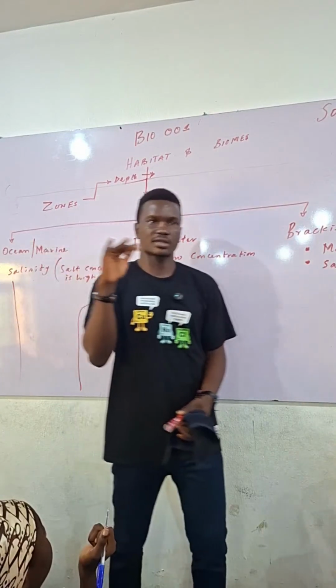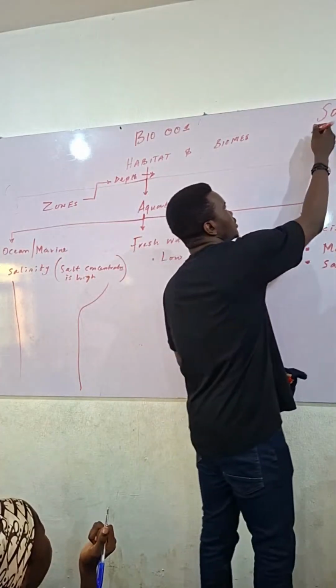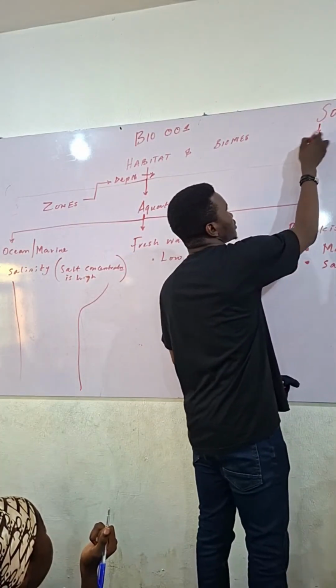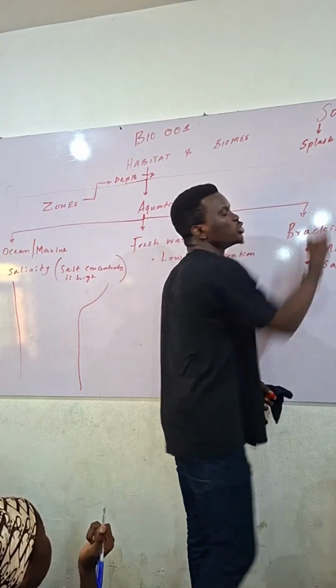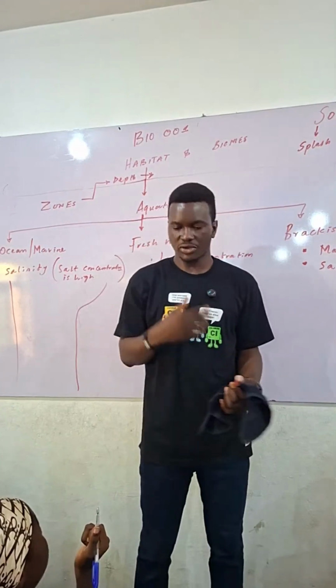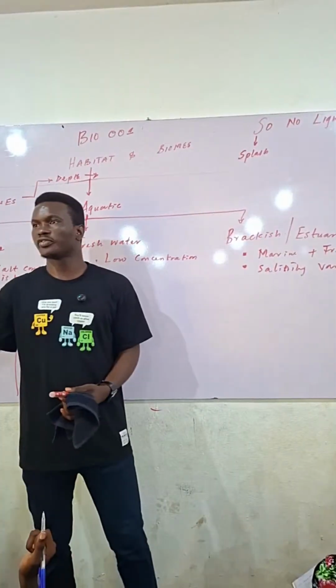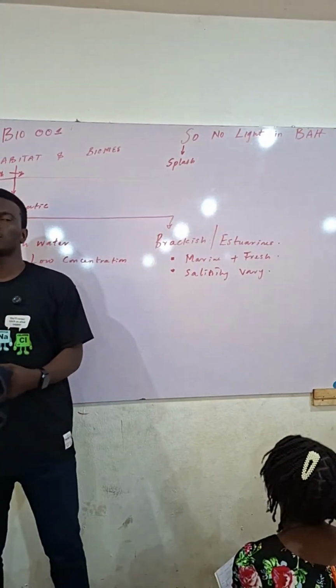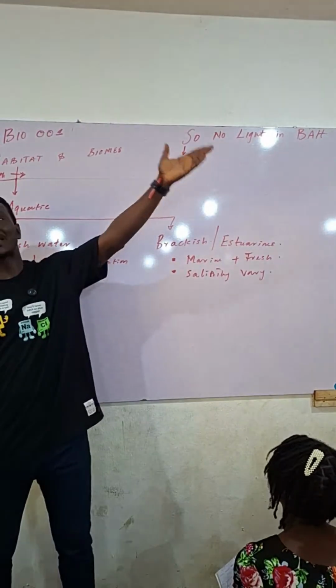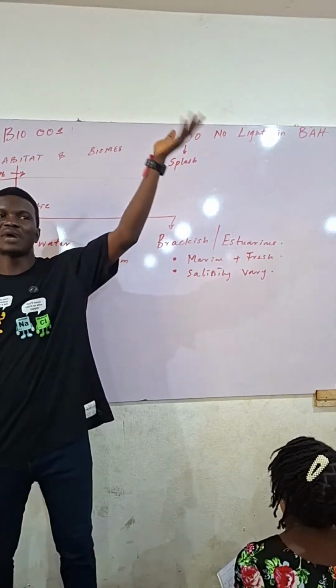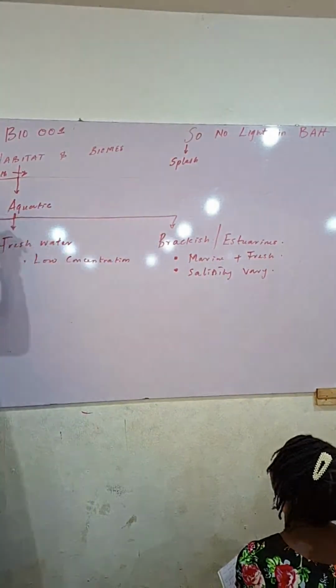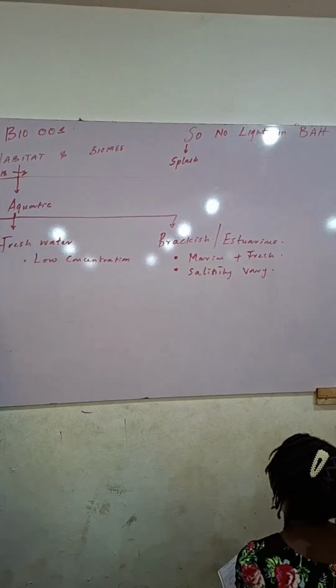The shallowest of them is the splash zone. Although the splash zone has different names, I'll try and give you all the other names, but let's know this first. I said, so no lights in bar. That will help you to remember the different zones based on depth for a marine habitat.